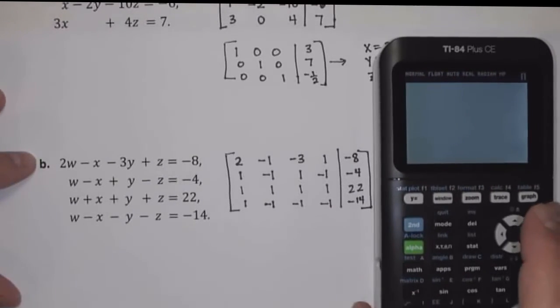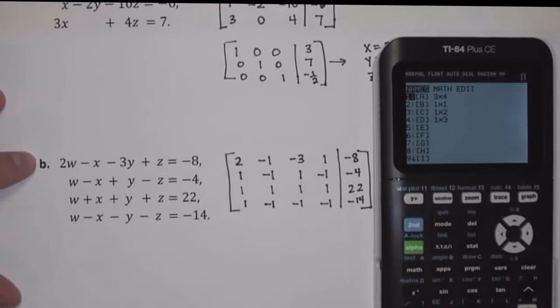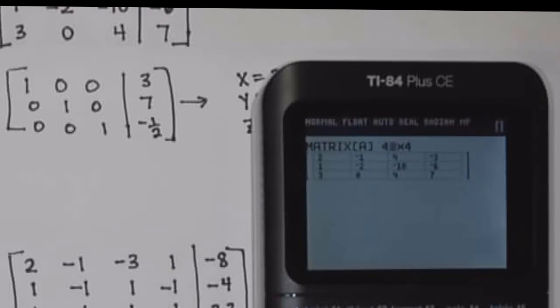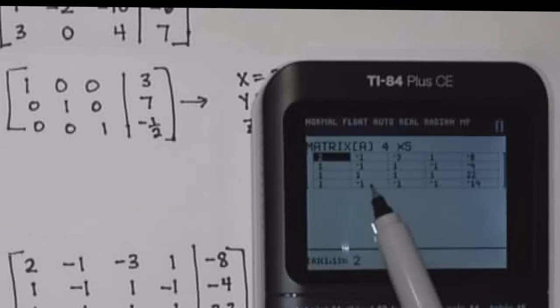So if I bring my calculator back in, I'm going to go back to matrix and I'm going to edit. I'm going to use matrix A again, but this time I have a 4 by 5 matrix. It has 4 rows and 5 columns. So I'm going to enter this in: 2, negative 1, negative 3, 1, negative 8, 1, negative 1, 1, negative 1, negative 4, 1, 1, 1, 1, 22, and 1, negative 1, negative 1, negative 1, negative 14. So I have my augmented matrix entered into the calculator.